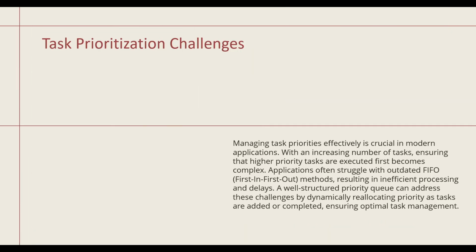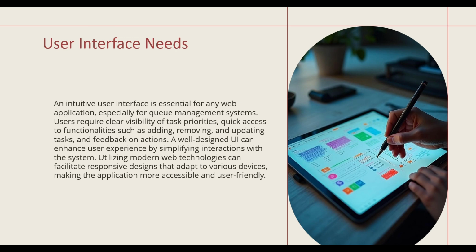The project looks at task prioritization challenges. Managing task priorities is a crucial task in the modern world. With an increasing number of tasks, outdated methods such as first in, first out result in inefficient processing of data and delays. In this manner, a well-structured priority queue can come up as a boon for proper handling of data. User interface needs are another aspect that needs to be handled properly.